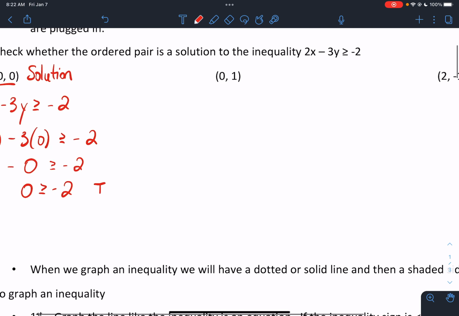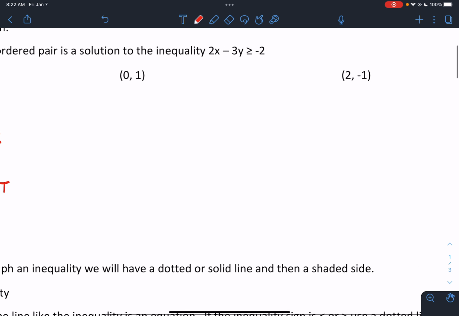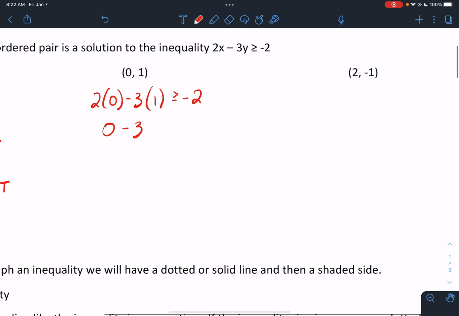I can do the same thing with this second one. The ordered pair 0, 1. I can plug in a 0 for x and a 1 for y. So I can go 2 times 0 minus 3 times 1 is greater than or equal to negative 2. Again, 2 times 0 gives me 0. 3 times 1 gives me 3. Subtracting those from each other, 0 minus 3 gives me negative 3. And so again, what I'm thinking here is, is negative 3 bigger than negative 2? That is false. And so this would not be a solution.